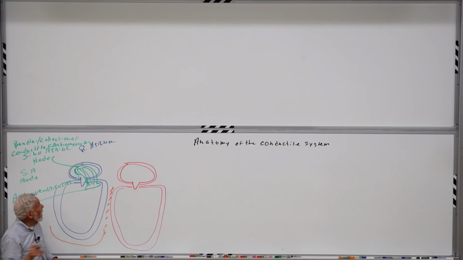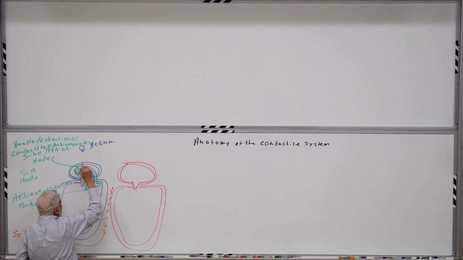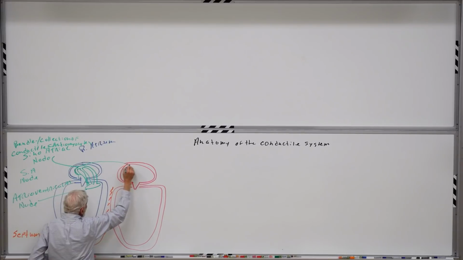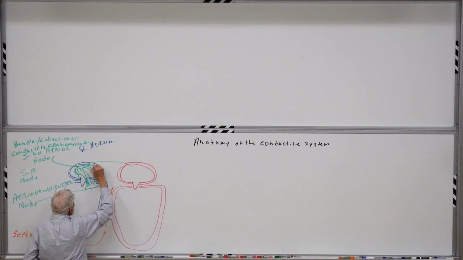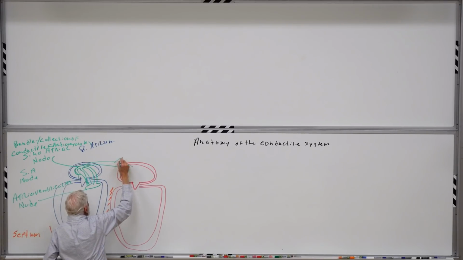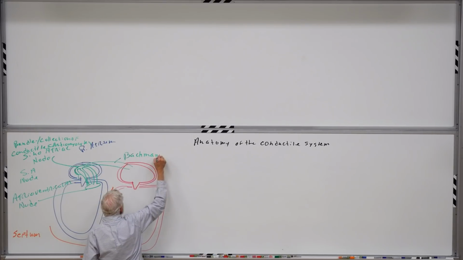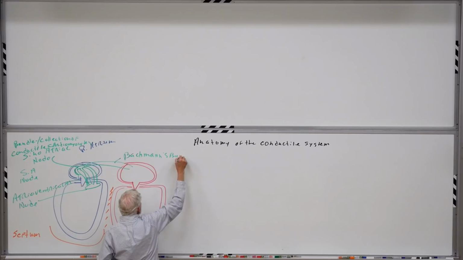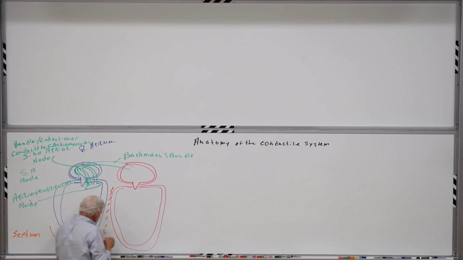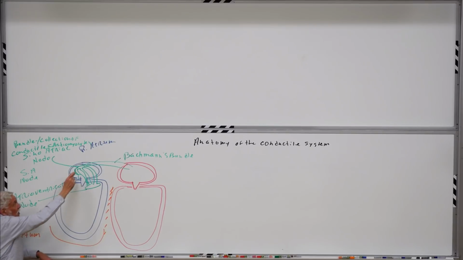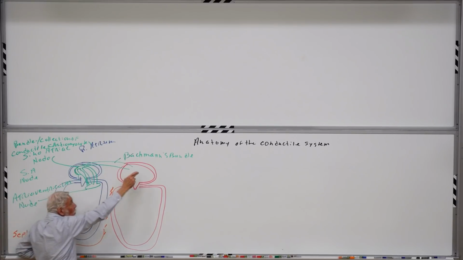Now, for the sake of completeness, there's another branch that comes out of here and goes over to the left atrium. This is called Bachmann's bundle. But it's just another bundle of conductile cardiomyocytes that are extending from the SA node over to the left atrium.